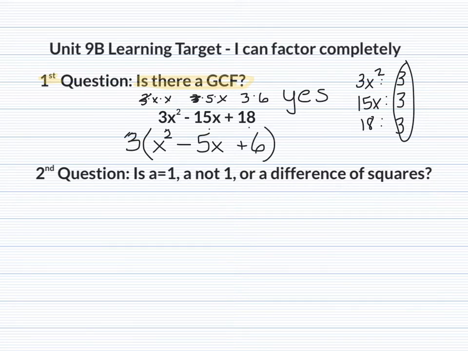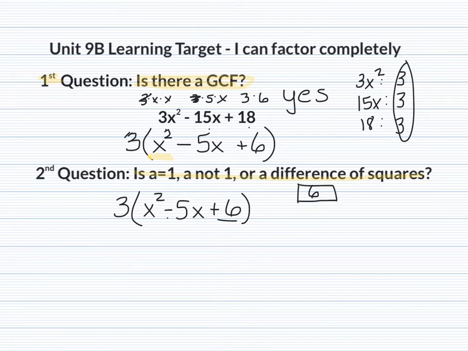Okay, so now that I've got question 1 done, next is, is a equal to 1, or a difference of squares. I'm looking at this, and I see a is 1. So I'm going to bring this down, 3 times x squared minus 5x plus 6. Since a is 1, all I'm looking for are factors of 6 that add up to negative 5.